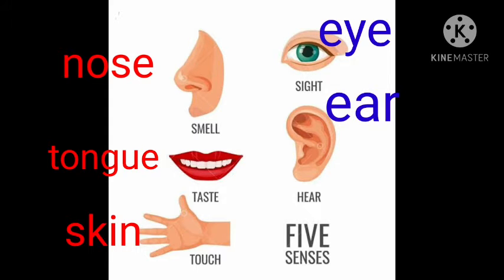Then we touch with our hand. That is, hands have skin, so we feel with our skin. Then taste. We taste with our tongue. So students, we have 5 sensory organs: eyes, ear, nose, tongue and skin.